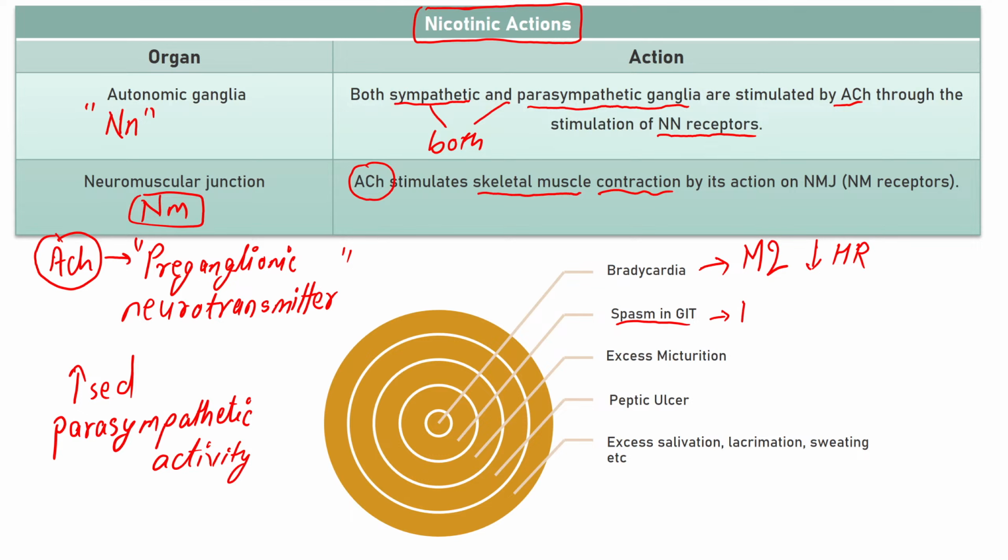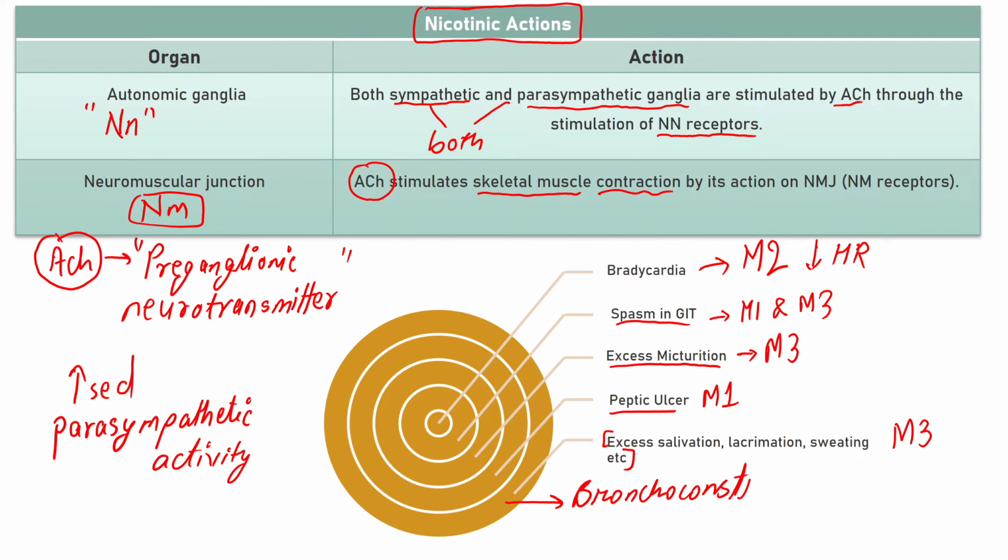And too much M1 and M3 stimulation will cause spasm in the GIT. Excess M3 activation will cause increased urination. Increased M1 action will cause peptic ulcer, and increased M3 action will again lead to an excess release from the exocrine glands. There is one more side effect, bronchoconstriction in asthma. This is also because of M3.